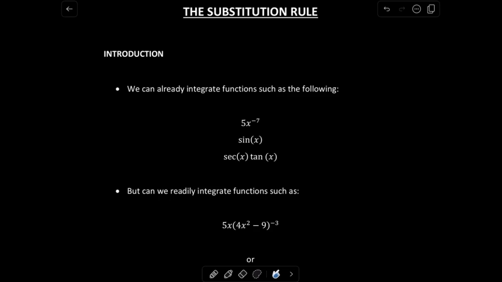All right, let's work on the substitution rule. So to understand the substitution rule, we firstly need to understand what it solves and why we need it.